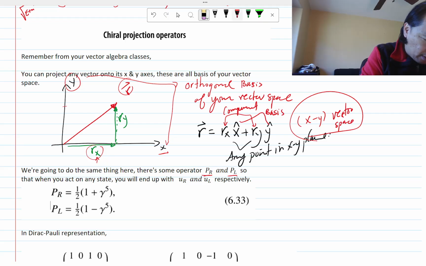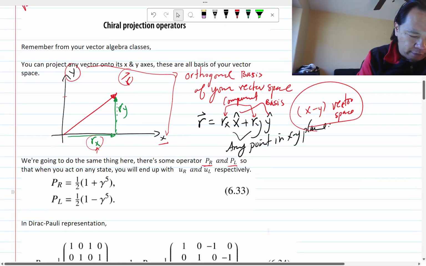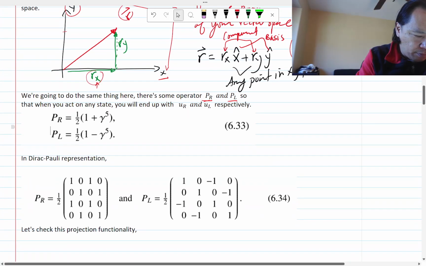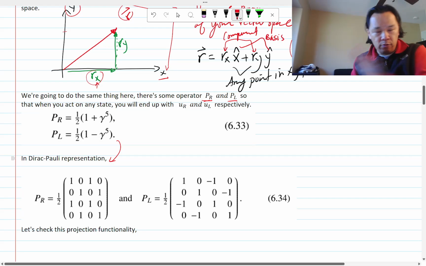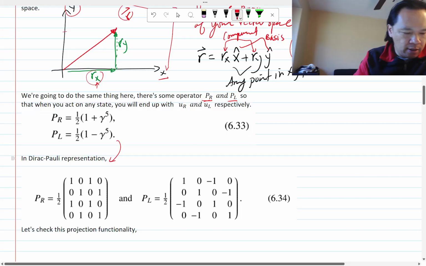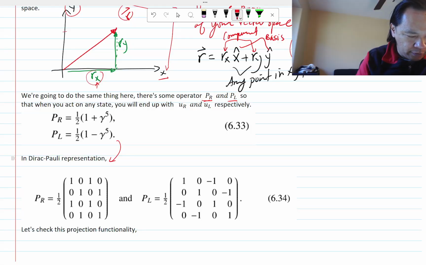Okay. So PR is just going to be 1/2, just for normalization sake, (1 plus gamma 5), and then PL is going to be the same thing, 1/2 (1 minus gamma 5). If you compute this in the Pauli-Dirac representation, which is all we've been using in this book, if we switch that up on you, we'll let you know for sure.